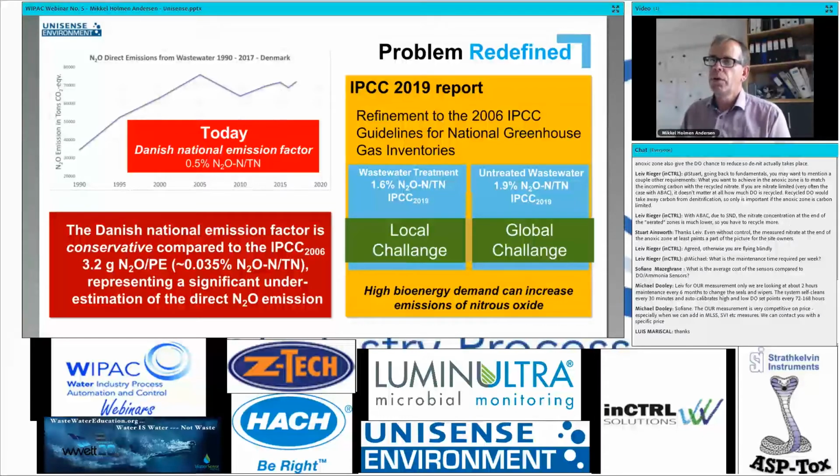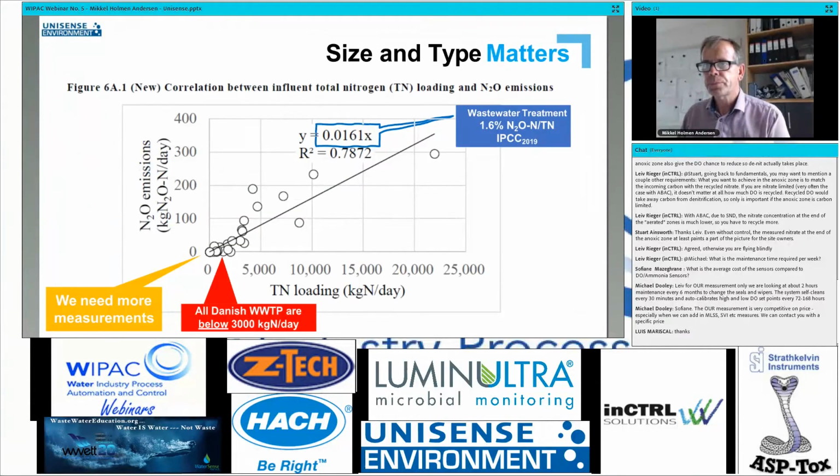And the data behind a lot of this in the IPCC report is actually coming out of this chart here, where you can see that most of the wastewater treatment plants, at least in Europe that we know, have a load of less than 3 tons of nitrogen per day. And if you look at the data there, then we really need more measurements. So hence the sensor that we provide will help to monitor and to provide more input into the problem, but also to alleviate the problem by enabling process controllers to engineer new process control systems.